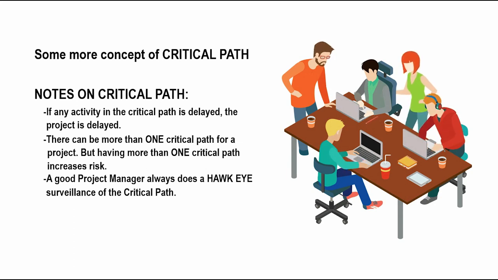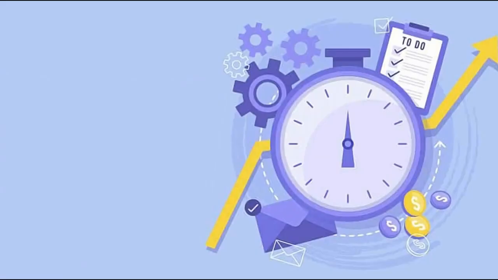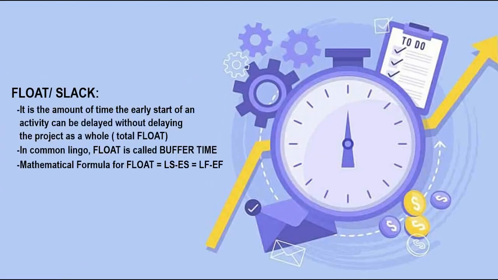Now, we will move on and try to understand another important term with respect to the CP topic, which is float. What is the definition of float? Float is the amount of time the early start of an activity can be delayed without delaying the project as a whole. This is total float. In common lingo, float is called buffer time. Mathematically, the formula for float is LS minus ES equals LF minus EF.